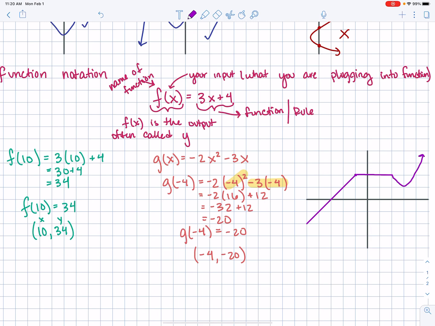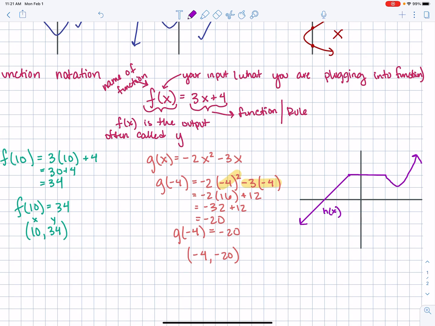So this is a function. It's a function right here. For every input, there is exactly one output. It might not have an exact equation with it, but it definitely is a function. And we're going to call it h of x. So this function is called h. And we can still figure out our inputs and our outputs even though it's from a graph.